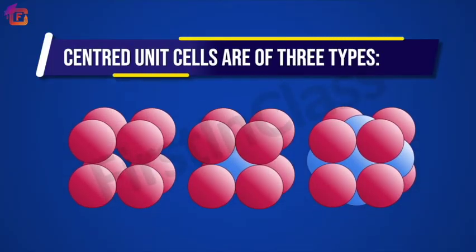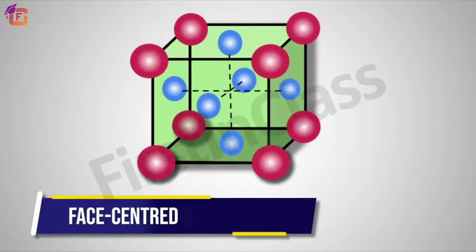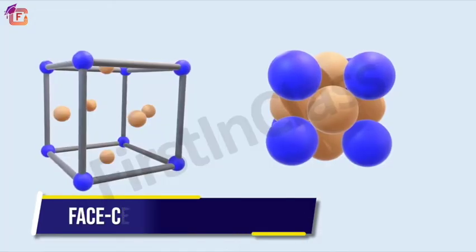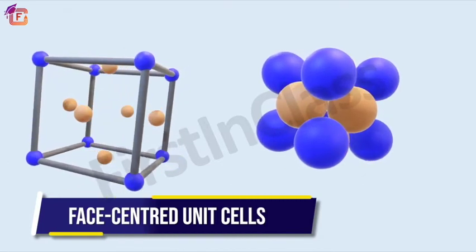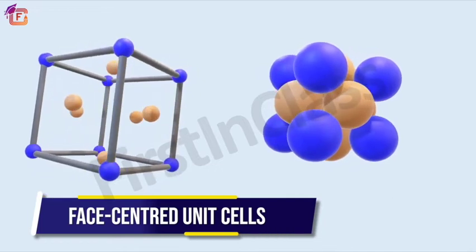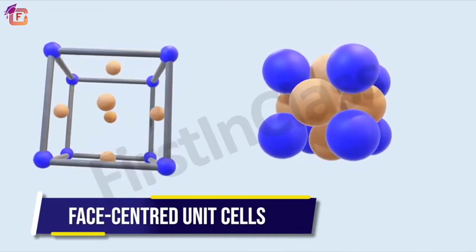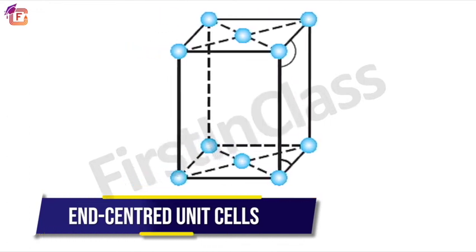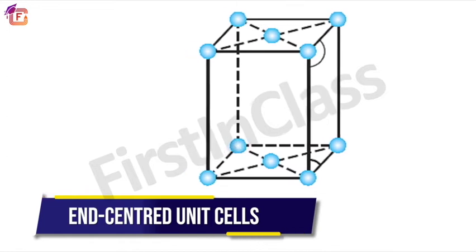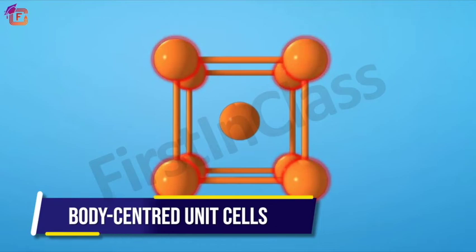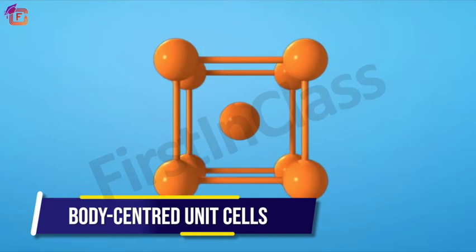Centered unit cells are of 3 types: face-centered unit cells, end-centered unit cells, body-centered unit cells. Face-centered unit cells are those in which the particles are present at the 6 different faces, also along with particles at corners. End-centered unit cells are those in which the particles are present at opposite faces, also along with particles at corners. Body-centered unit cells are those in which the particles are present at body, also along with particles at corners.